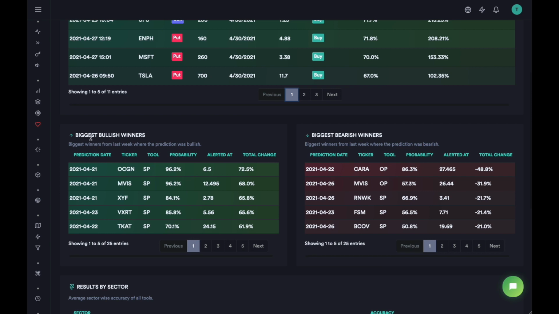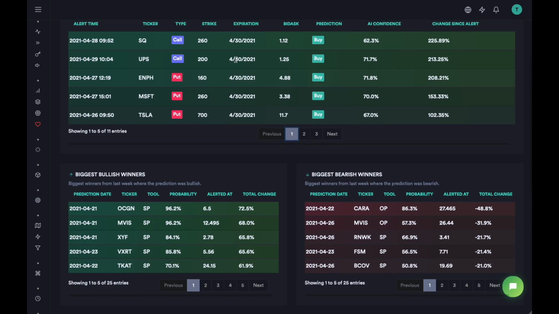Next up, we have the biggest bullish and bearish winners from Profit. So this was from Bullseye, but this is from Profit, where you are seeing the probability and the total change since the alert was posted. And then these are the bearish winners. So we actually want the total change to be negative, because if the price went down, then the total change was negative. So the higher the negative value, the better it is for us. You can see that we pretty nicely predicted all these downward trends, and then we also predicted all these upward trends.